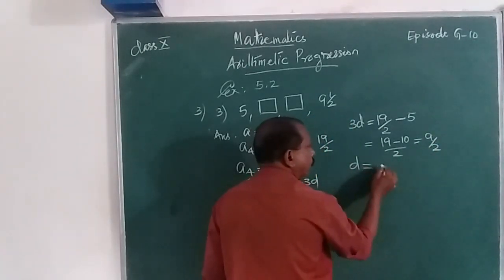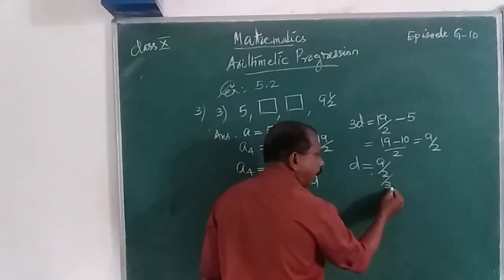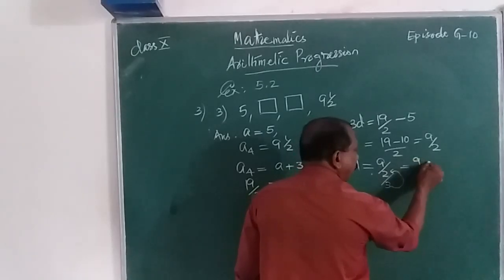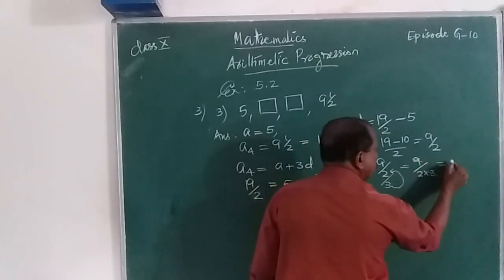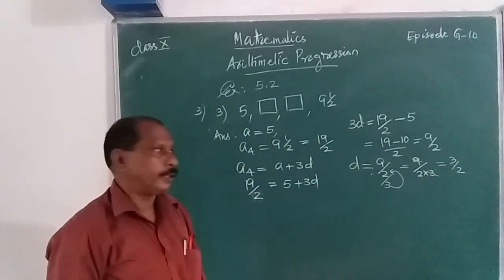Therefore, D is equal to 9 by 2 by 3. By 3 means that the 3 goes to the denominator. That is equal to 9 by 2 into 3. 3 and 9 cancel, we get 3 by 2. Therefore, 3 by 2 is the common difference.